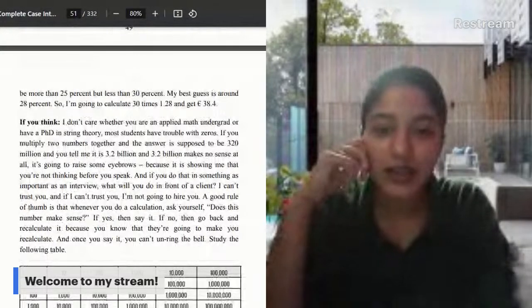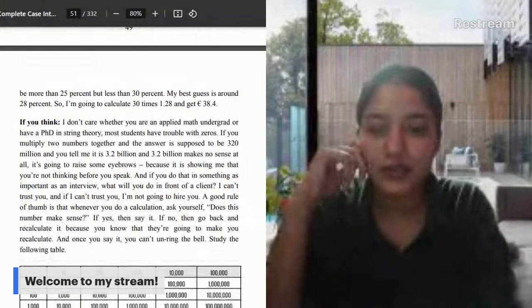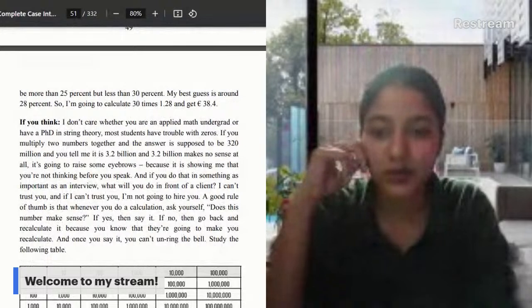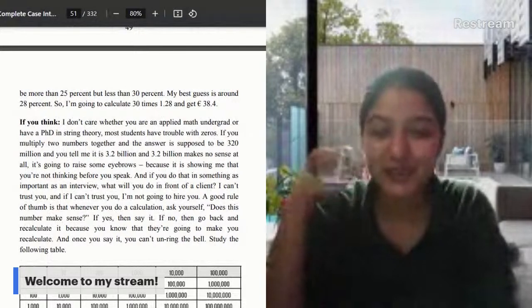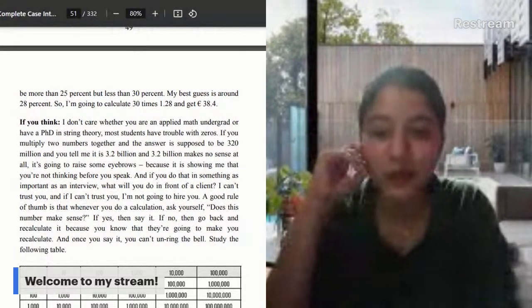I don't care whether you are an applied math undergrad or have a PhD in string theory, most students have trouble with zeros. So if you multiply 2 numbers together and the answer is supposed to be 320 billion, and you tell me it is 3.2 billion, and 3.2 billion makes no sense at all, it's going to raise some eyebrows, because it is showing me that you're not thinking before you speak. And if you do that in something as important as an interview, what will you do in front of a client? I can't trust you, and if I can't trust you, I'm not going to hire you.